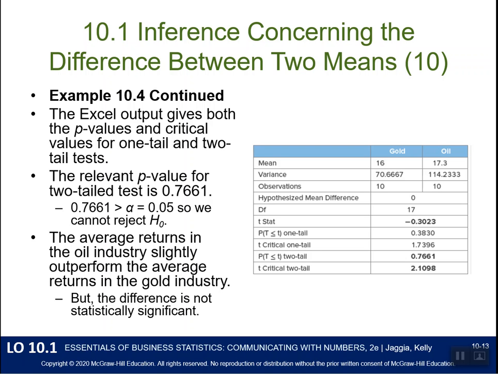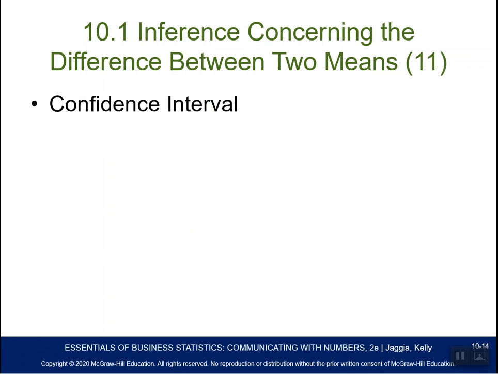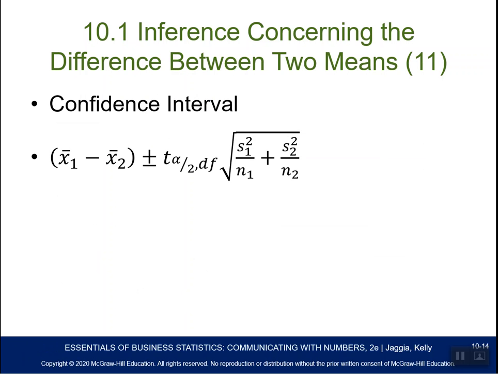So again, we talked about that even though the returns are different, they're not statistically different. Now, we can calculate a confidence interval between the two means. Just to refresh your memory, the formula for our confidence interval is the mean of sample 1 minus the mean of sample 2 plus or minus the t-statistic with certain degrees of freedom multiplied by the square root of the variance for sample 1 divided by the sample size and the variance for sample 2 divided by the sample size. So again, we can calculate this in Excel.